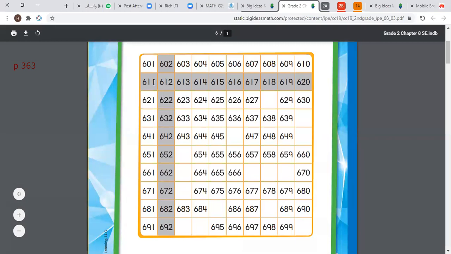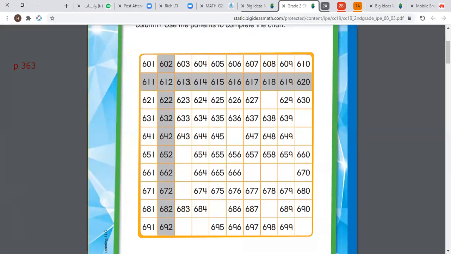What about ones? We have here one in ones place, two ones, three ones, five ones, six ones, seven ones, eight ones, nine ones. It means the ones digit increases by one. And the last number, if you increase one in the ones digit, 619 and one more equals 620. 619 plus 1, 620.